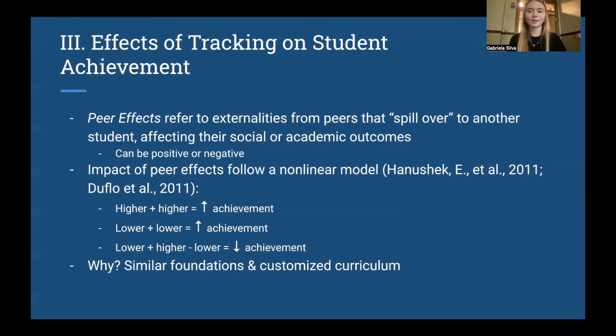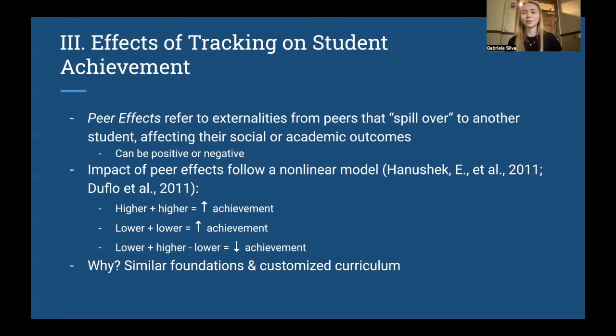So you can see on this slide, research has proven that having higher ability peers increases achievement. Adding lower ability peers to lower ability students also increases that academic achievement. However, if you have a lower ability student, add more higher ability peers and take away lower ability peers that are of a similar level as the student, that actually will decrease the academic achievement for the original student.